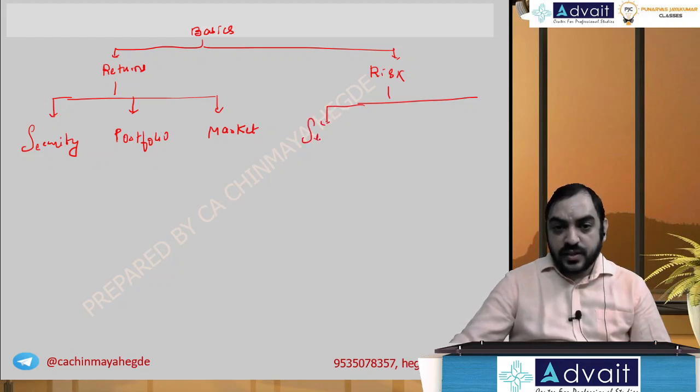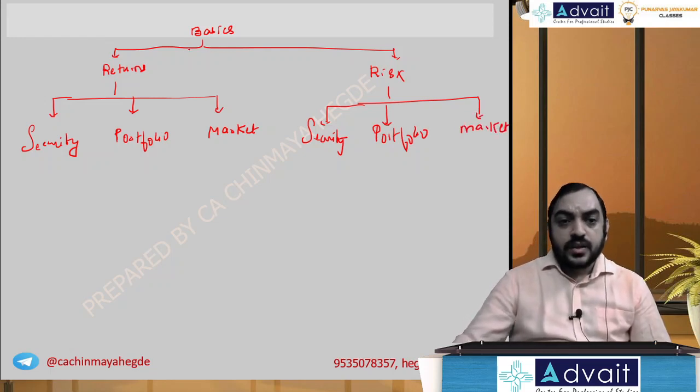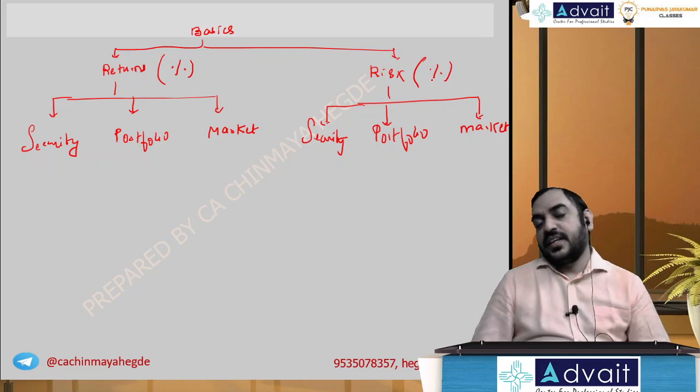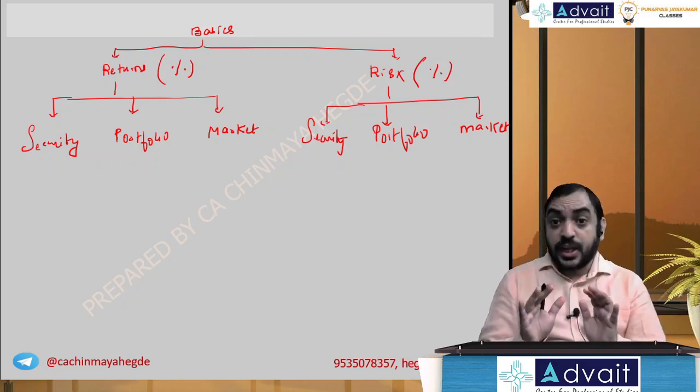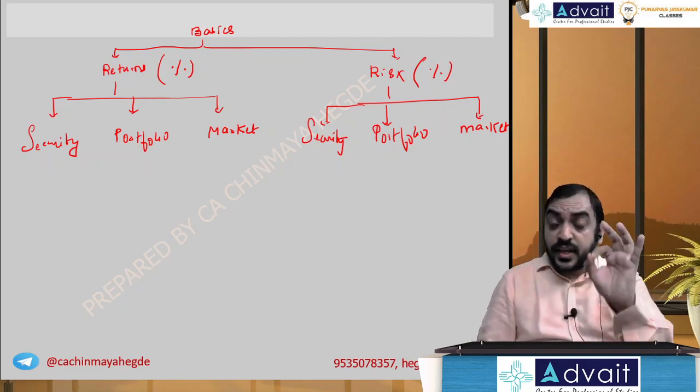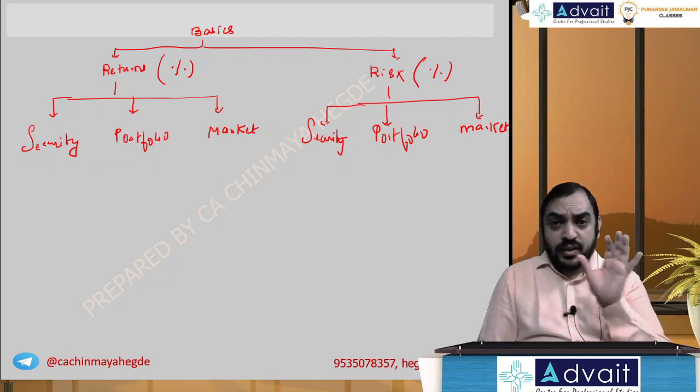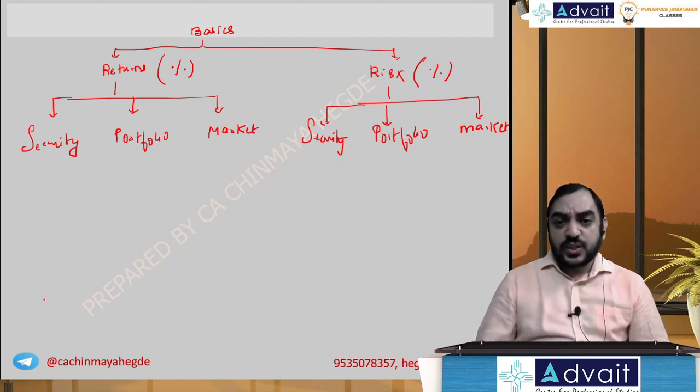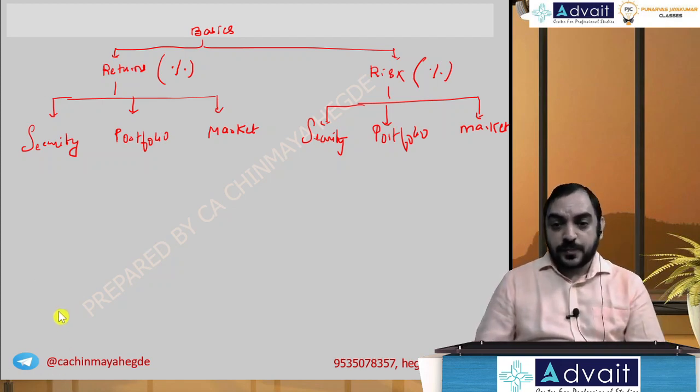Risk for a security, risk for portfolio, risk for market. Now, returns should be in percentage, risk should be in percentage in this chapter. So, even though they don't specify, one rule we follow: returns we express in percentage, risk we express in percentage.